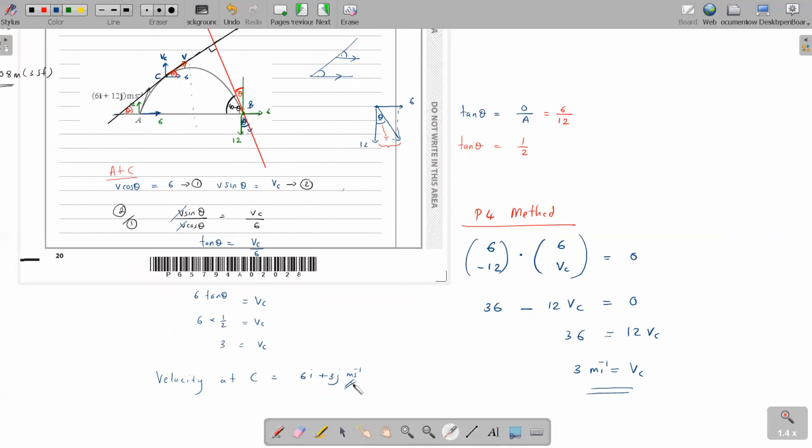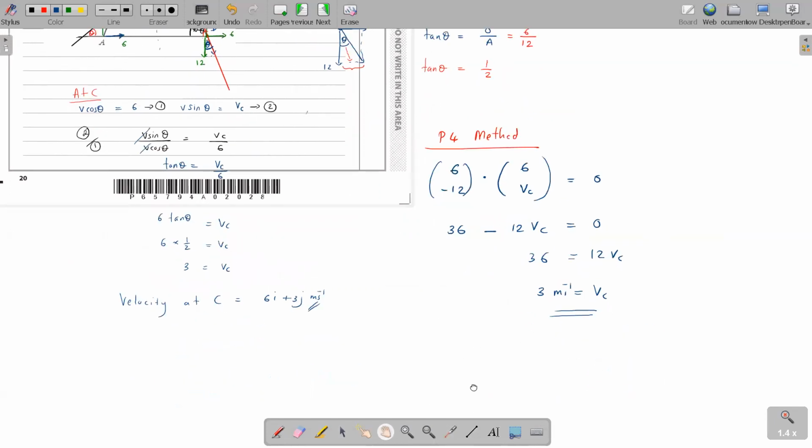I think you can see that this method is actually quite a shortcut, but you need to know that the dot product of two perpendicular vectors is equal to 0. So the dot product of the velocity vector at B and the velocity vector at C is 0, and you must be able to use the plus and minus correctly. Downwards, this should be negative 12, and for this one you have to use the correct values, the correct sign.